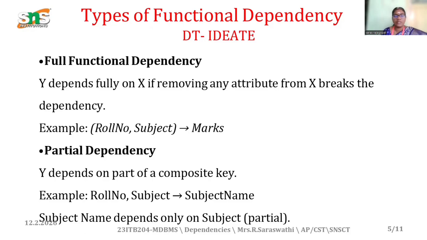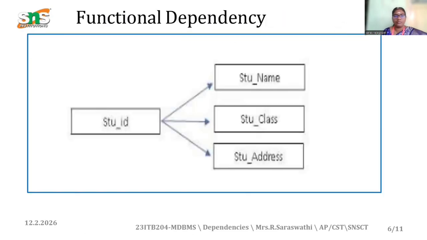Partial dependency: if Y depends on part of a composite key, that is, roll number, subject goes to subject name. Functional dependency example: student ID goes to student name, student class and student address. Based on the student ID, we can describe the name of the student, class of the student and address of the student.